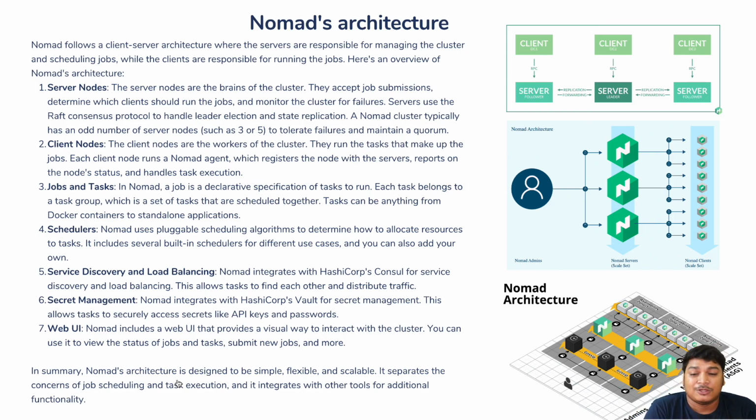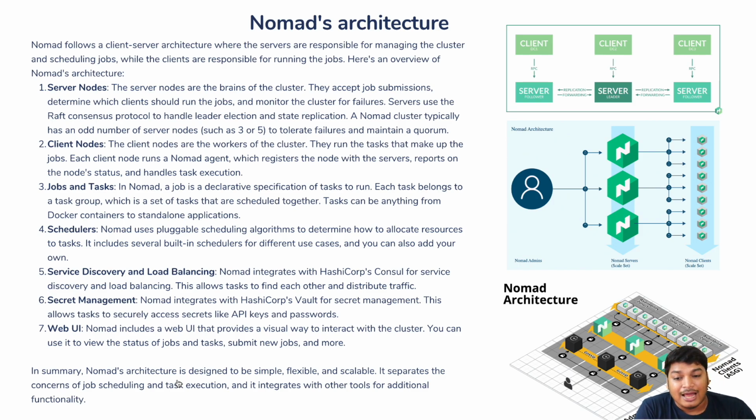So what are server nodes? The server nodes are the brain of the cluster. They accept job submissions, determine which client should run the jobs, and monitor the cluster for failures. Then the server uses the Raft consensus protocol to handle leader election and state replication. Now, a Nomad cluster typically has an odd number of servers, such as 3 or 5, to tolerate failures and maintain the quorum.